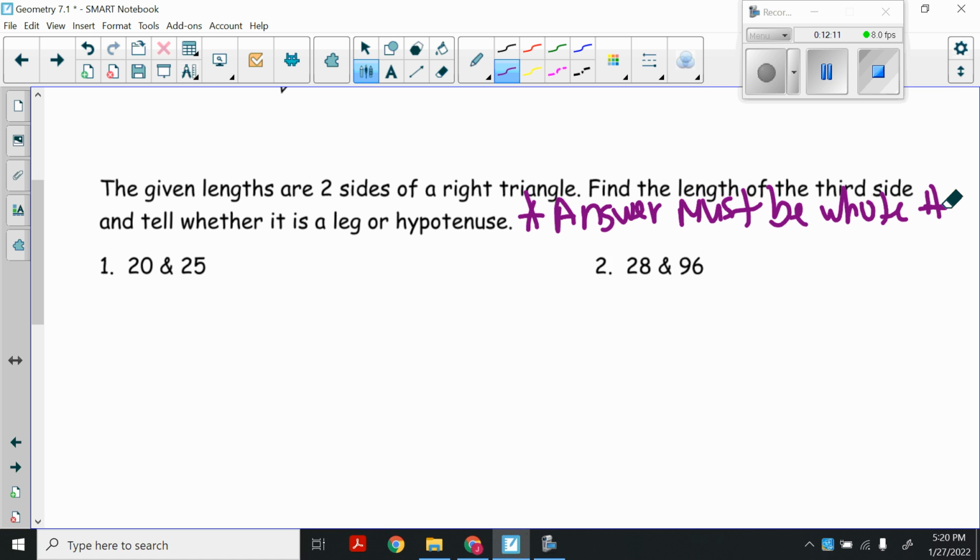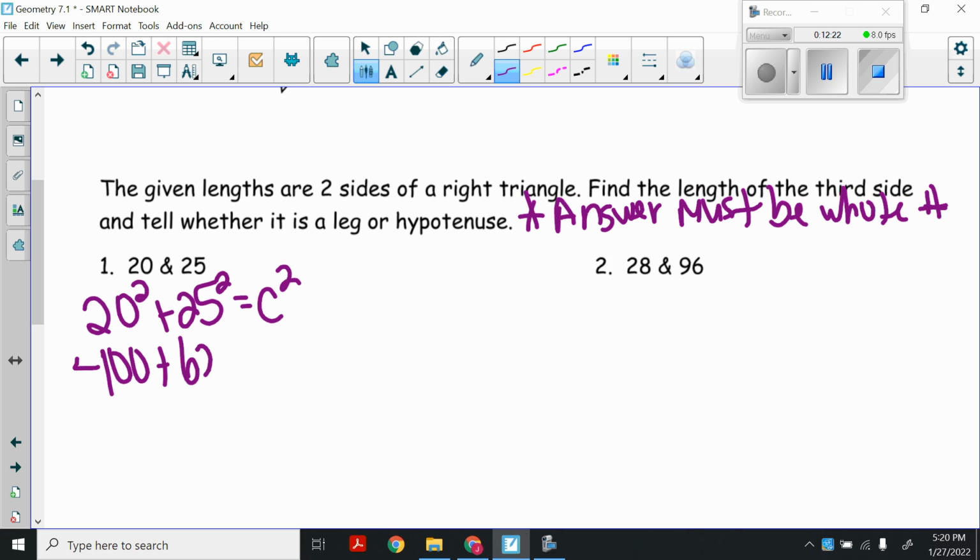So we can look first and do 20 squared plus 25 squared and see, is this going to give me a perfect square? So 20 squared is 400. 25 squared, I believe, is 625. I add those two together, and I would get 1025. And I'm looking for, is that a perfect square? This is not a perfect square, so I know that it's not a hypotenuse I'm looking for, so that means I'm looking for a leg. So that means 25 must be my hypotenuse.